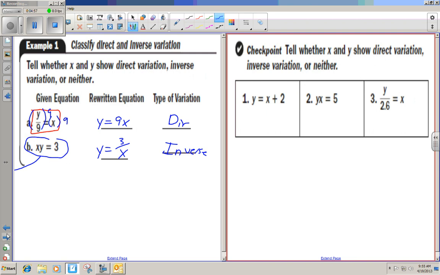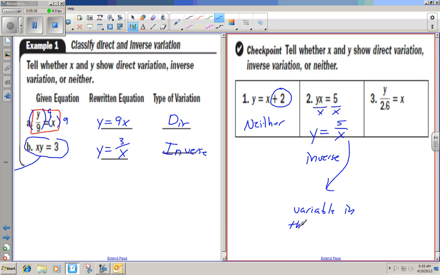All right, so tell whether x and y show a direct variation, an inverse variation, or neither. None of the examples that we saw ever had something being added to the variable. There was never any plus or minuses. So this is neither. This right here, let's divide by x. Because once we have it y equals something, we can easily see that this is an inverse variation. There is a variable in the denominator.